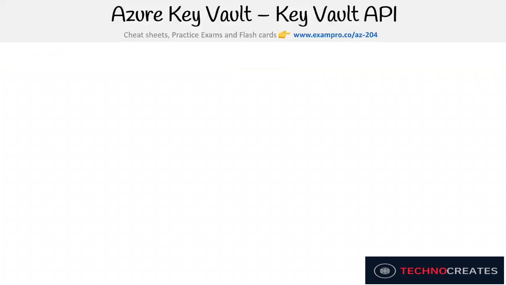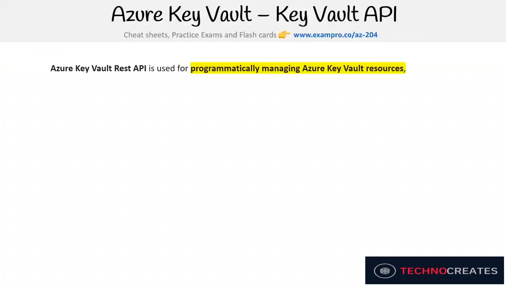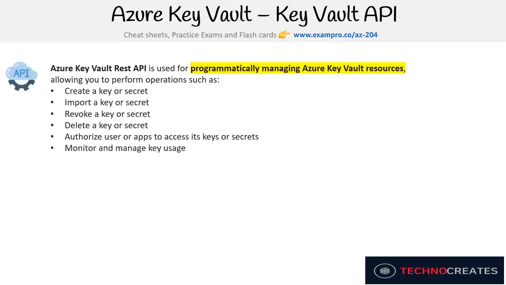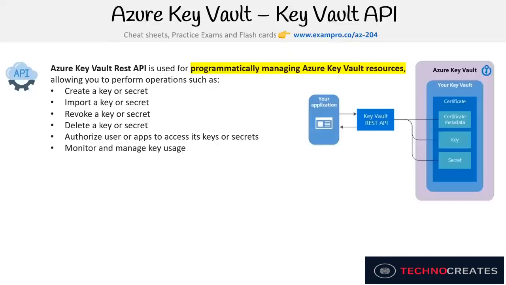All right, let us quickly talk about the Key Vault API. It's a REST API for programmatically managing Key Vault resources, allowing you to perform operations such as creating a key or secret, importing a key or secret, revoking a key or secret, deleting a key or secret, authorizing users or apps to access its keys or secrets, and monitoring and managing key usage. Here's a diagram: via the API, you'd use the CLI to access the API. It would go into your vault, and if you had a certificate there, a certificate could contain metadata, key, and secret, and you could operate on that there.